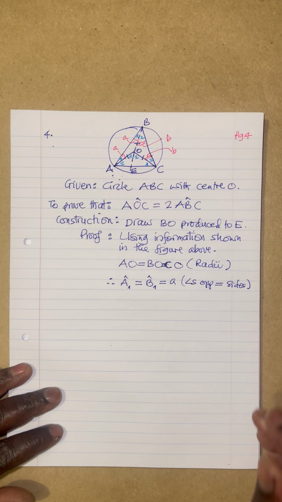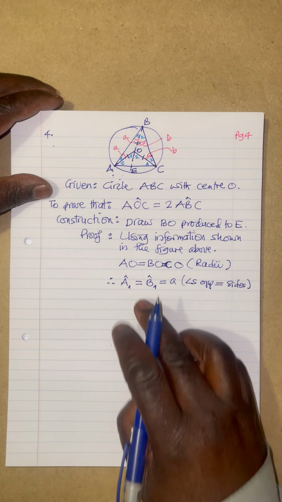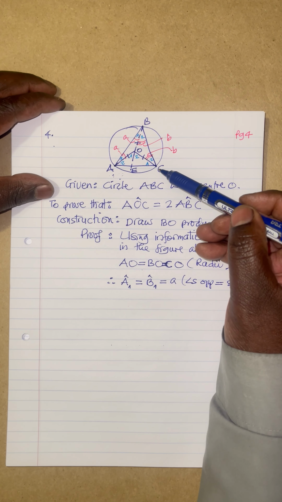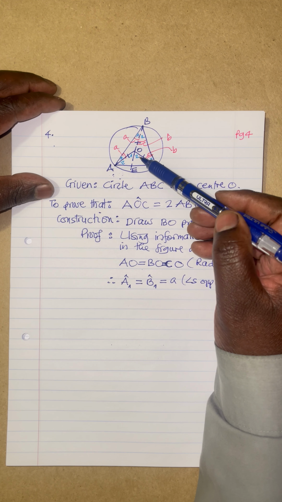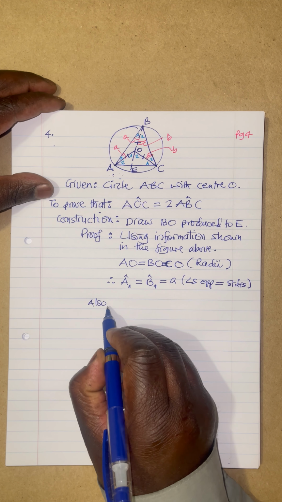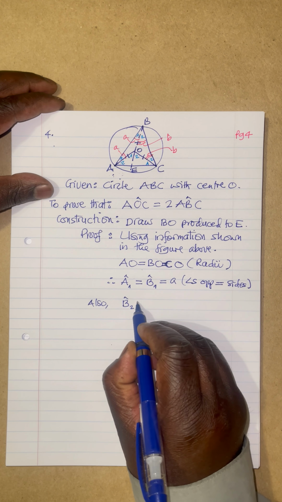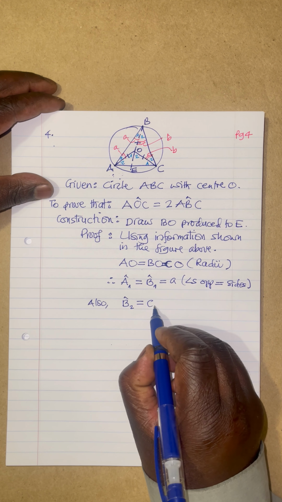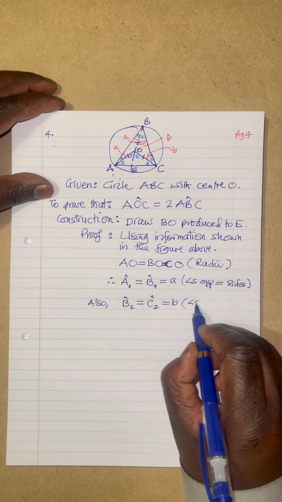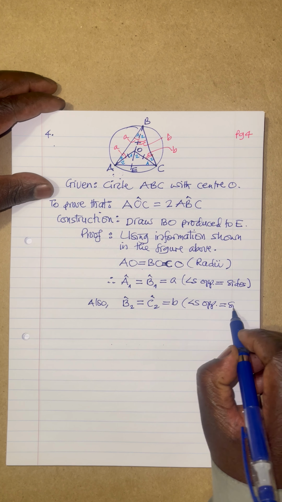Remember, this is a theorem in the lower grades, like grade 10. And you can see that this is in triangle AOB. This is what we have. Now moving to the other triangle, BCO or BOC. Also, we can say angle B2 is equal to angle C2 equals a small letter b. Why? Again, angles opposite equal sides.